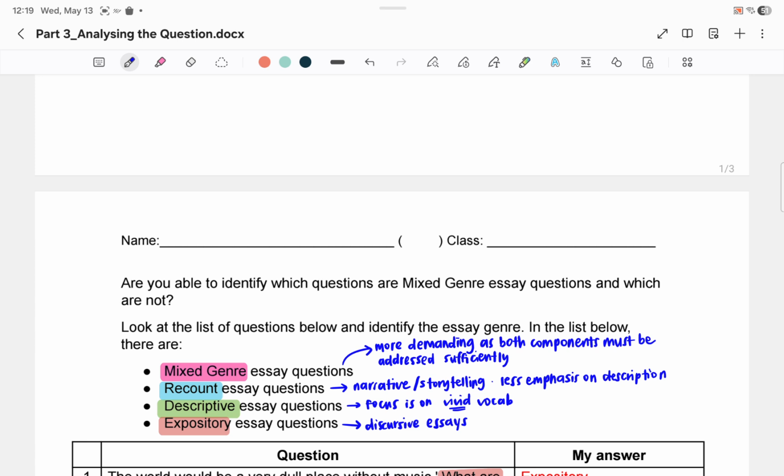Okay, and the emphasis is a little bit less on the description compared to a descriptive essay. So for a descriptive essay, the focus is really on vivid vocabulary, and for expository essays, you are supposed to explain. So it's similar to your discursive essays. So let me give you an example by looking at the questions below.